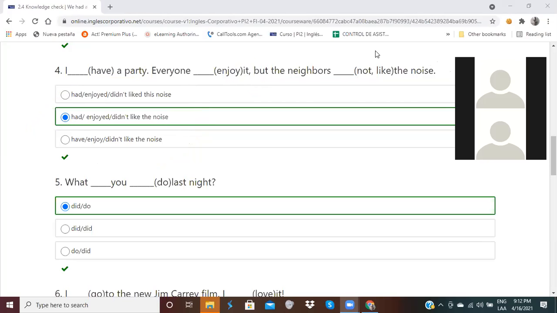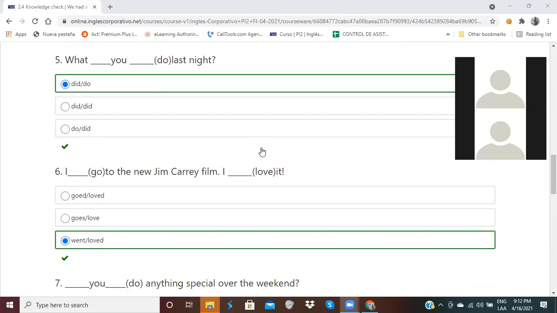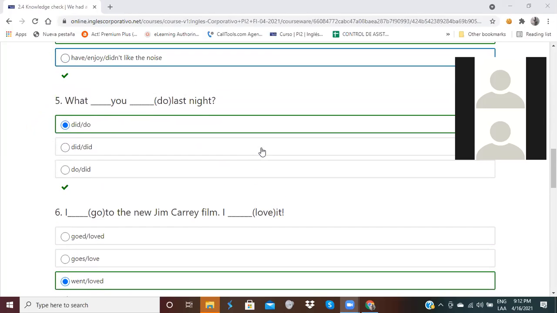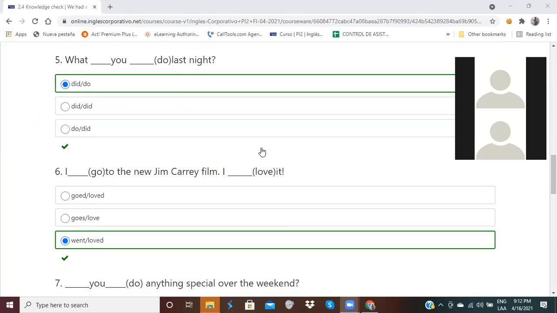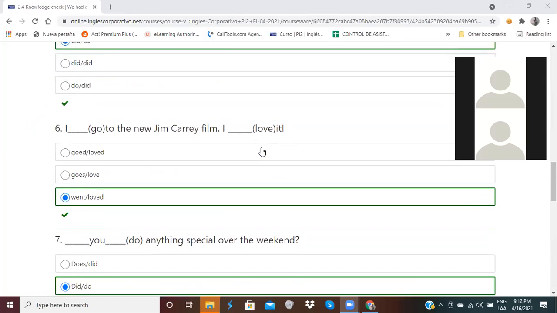Después le respondo a la pregunta, Monica. Vamos a resolverlo primero. Yes. Continue. What did you do last night? Perfect. Nice. I like that. Roxana Amaya, number 6.